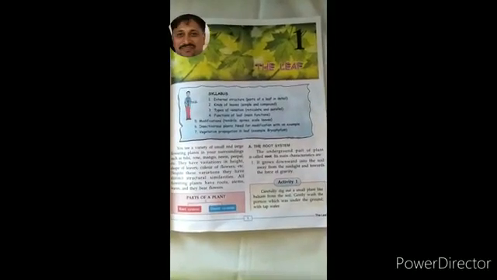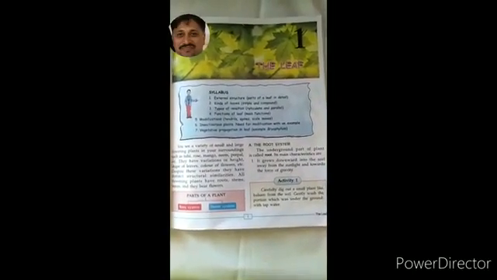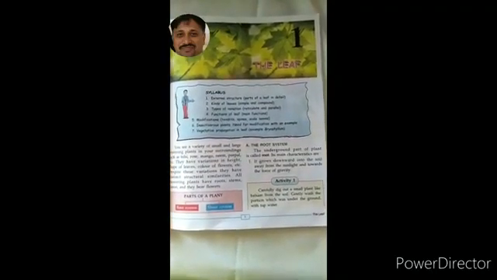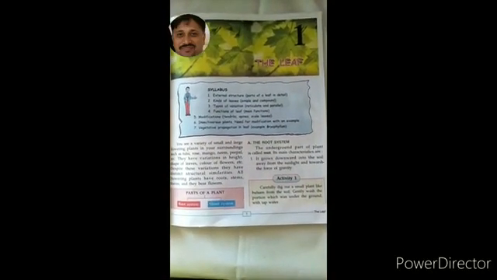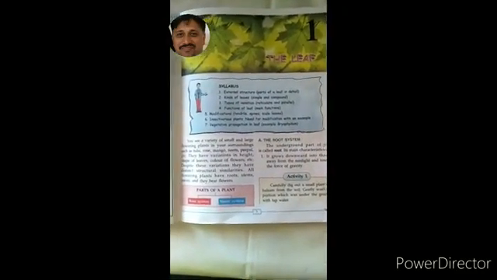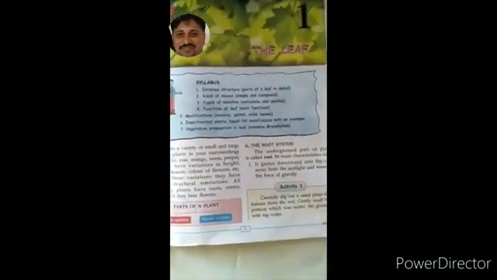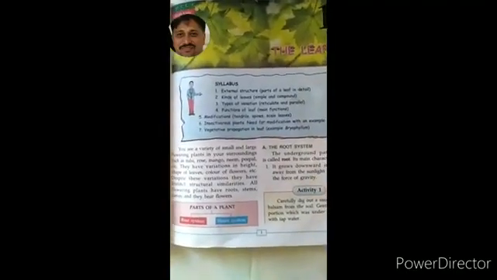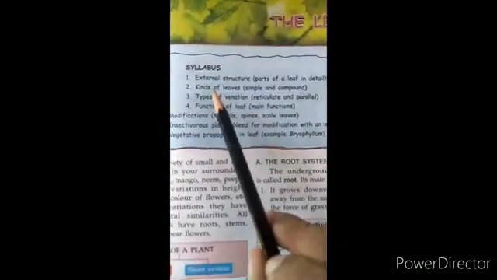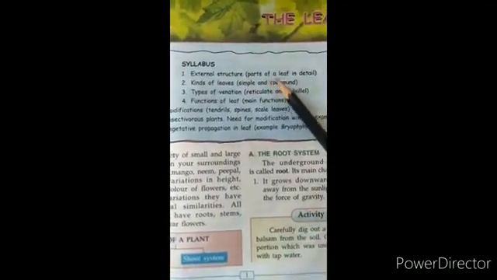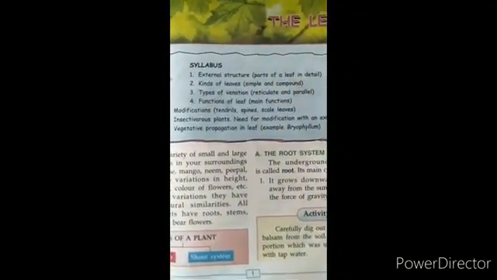Today I am going to make a detailed video of lesson 1 of biology, the leaf, for class 6th. First let's have a look at the syllabus, or the contents that are going to be covered in this lesson. I'm sure you can clearly see here the external structure, that is, the parts of a leaf in detail.